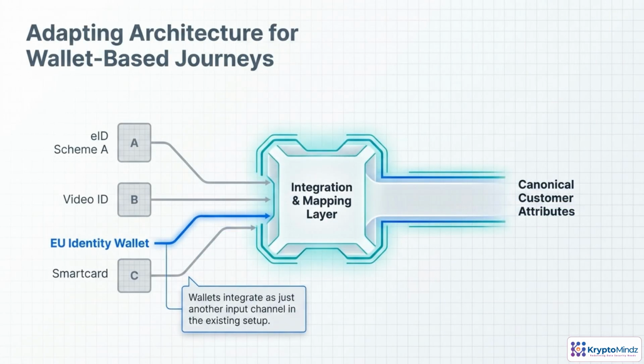The important idea here is, don't redesign everything just because wallets appear. Treat the EU identity wallet like any other identity source alongside national eIDs, video ID, or smart cards. Your integration and mapping layer acts as the buffer that absorbs differences in formats, assurance levels, and attributes. It normalizes everything into one canonical customer model that downstream systems use. If this layer is well designed, adding a wallet is mainly configuration, not a major re-architecture.